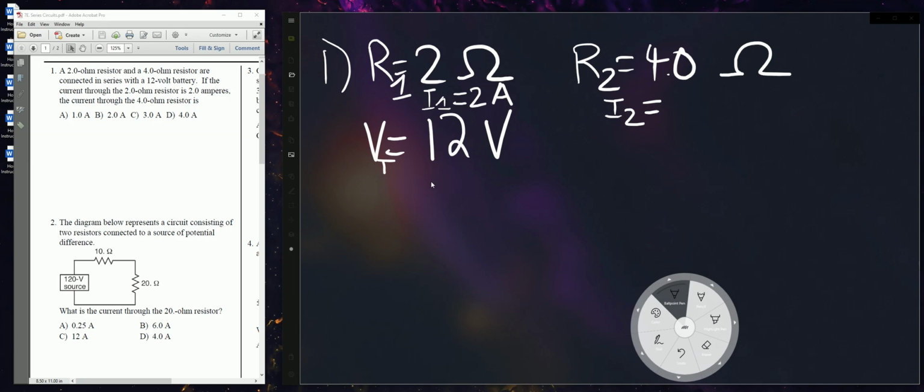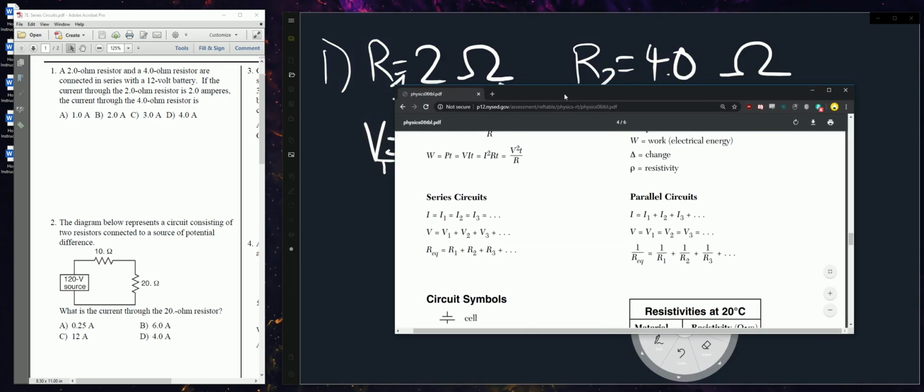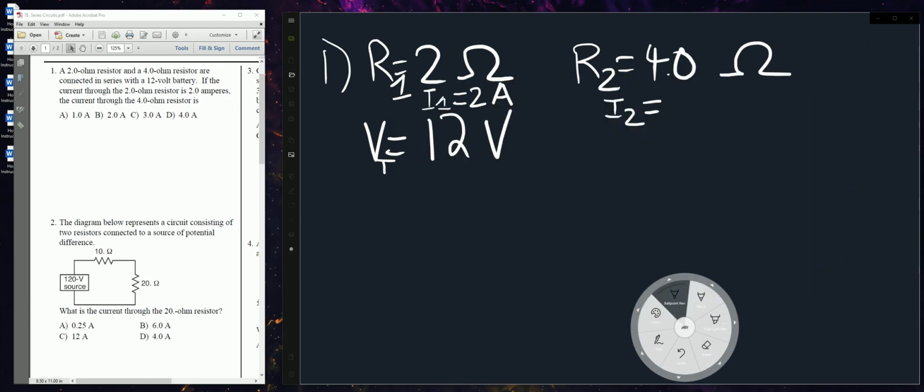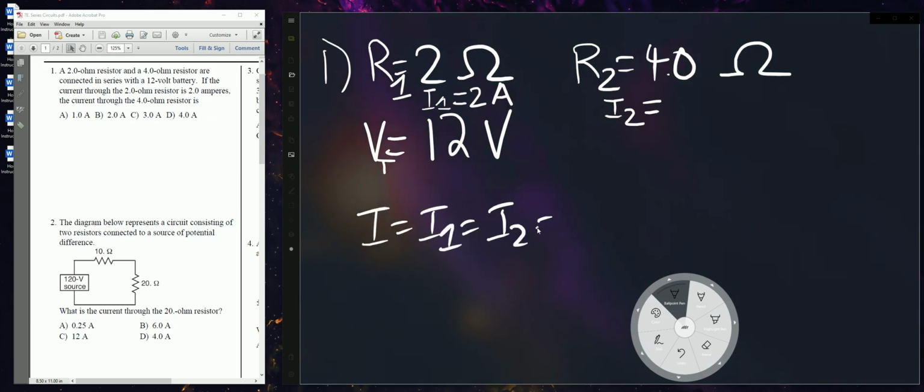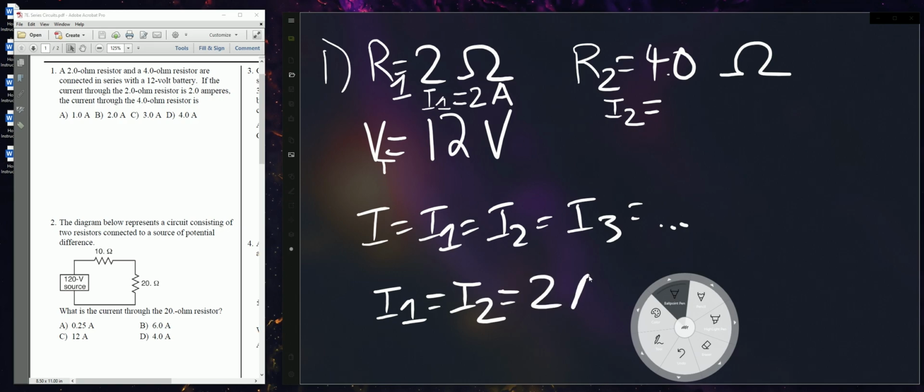Well, if you look at your series circuit formulas, your total current is equal to I1, is equal to I2, is equal to I3, equal to etc. So your current running through resistor 2 is the exact same as the current running through resistor 1. Again, I want you to explain this. This is how you explain it. Because of the formula on your series circuit on your reference table, all the current is the same. That must mean that I2 must also be 2 amperes. And so that's B. That's B right there.